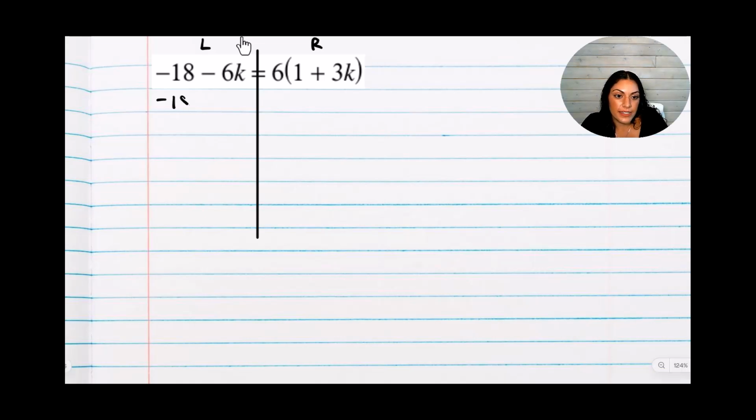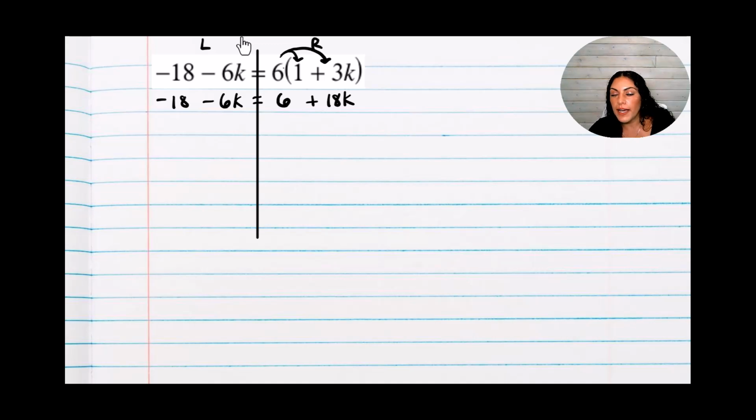So negative 18, I'm just dropping this left side, minus 6k equals stays on the line. And here, this 6 is multiplying to the numbers inside of the parentheses. So 6 times 1 gives us 6. 6 times 3 gives us 18, and then it has a k, so 18k. When we distribute, it drops the parentheses, and now we can see if we need to do step 2.